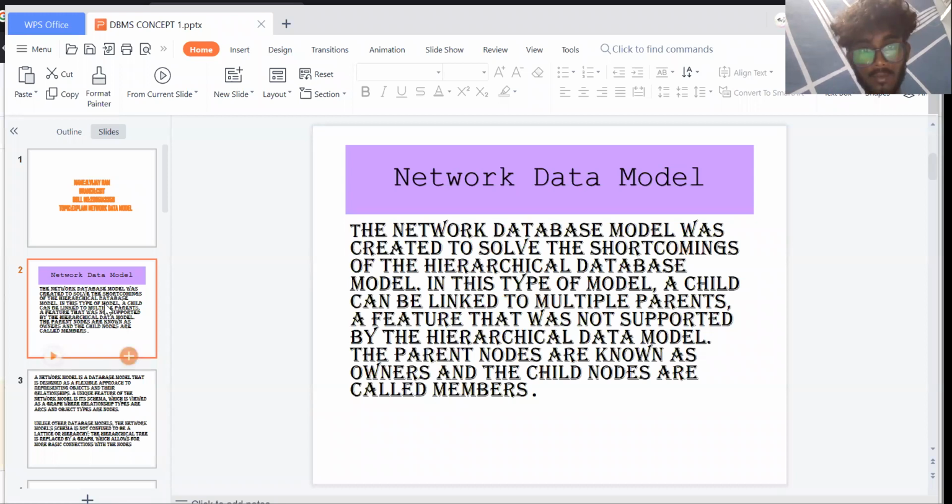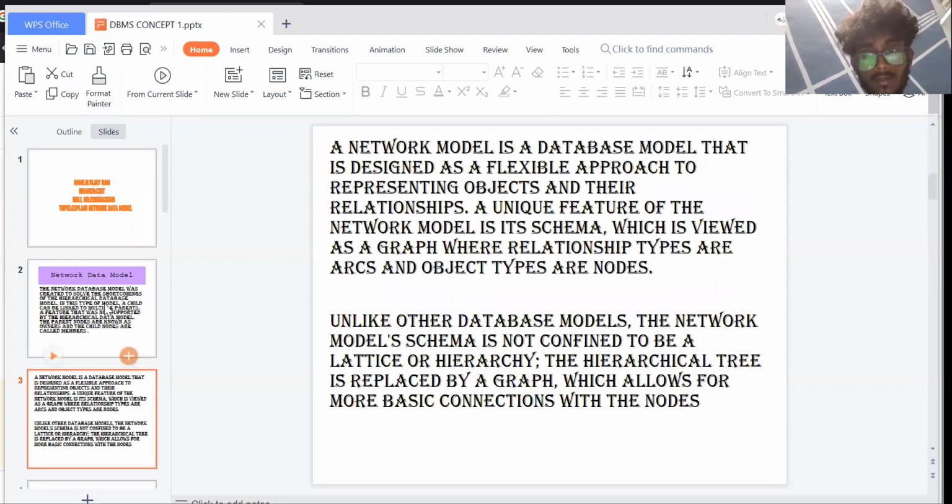What is network data model? The network database model was created to solve the shortcomings of the hierarchical database model. In this type of model, a child can be linked to multiple parents, a feature that was not supported by the hierarchical data model. The parent nodes are known as owners and the child nodes are called members.